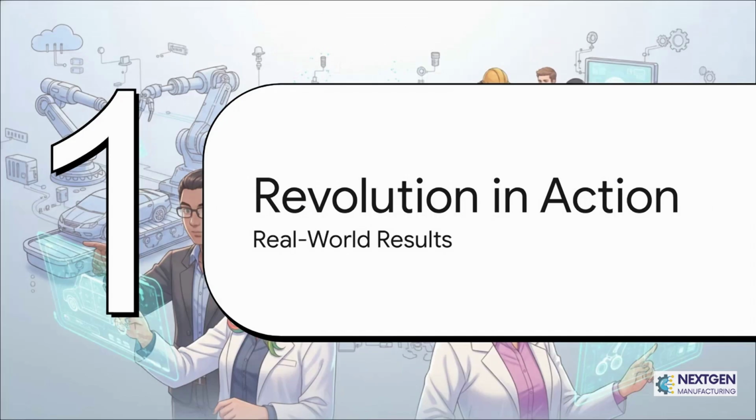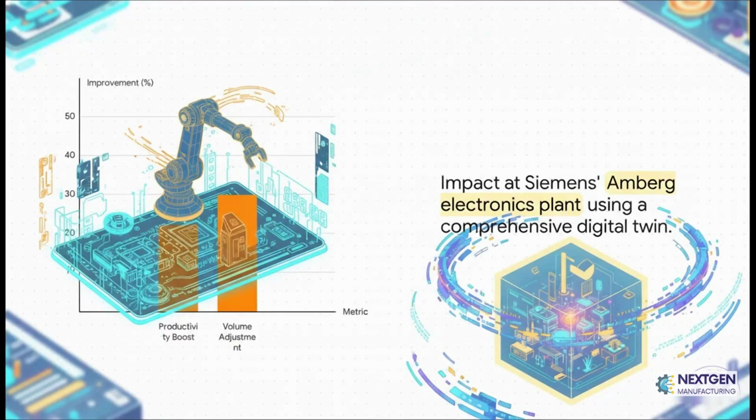So that's the theory, and it sounds pretty cool, right? But what does this revolution actually look like in the real world? Well, the results are already here, and honestly, they're pretty mind-blowing. Just take a look at Siemens electronics plant in Amberg, Germany. By creating a super detailed digital twin of their entire operation, they boosted productivity by 20%. And even crazier, they increased their ability to adjust manufacturing volume by 30%. That means they can react to what the market wants way faster than before. That's a huge competitive advantage.